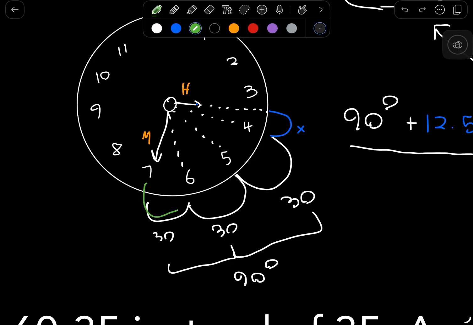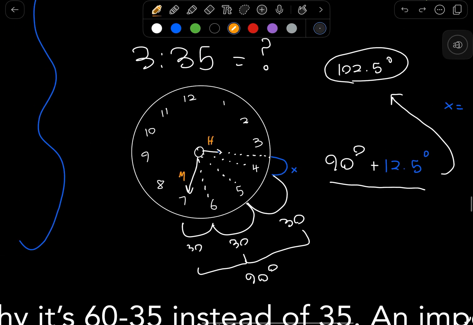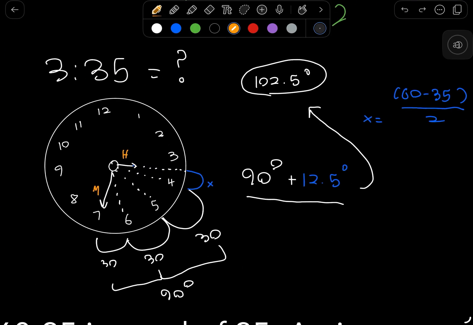Here you can go from 7 to 6, 6 to 5, and 5 to 4, and those together are three 30-degree sections, which will give you 90. You can't go 4 to 3 because it doesn't cover the entire length. So you have this leftover section here, and we'll just call that x. Now, normally what I told you to do is take the minutes, 35, and multiply it by 1/2, but that would actually be wrong in this case. What you would instead want to do is 60 minus 35 and multiply that by 1/2.